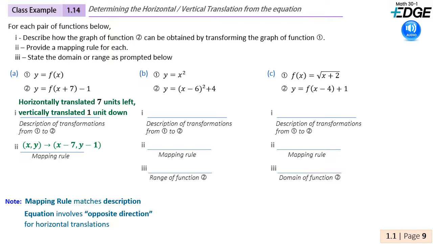Recall that x plus 7 means we move 7 units left, and then the minus 1 means we moved 1 unit down. Our mapping rule will correspond directly to this description and will be x, y maps to x minus 7, y minus 1.